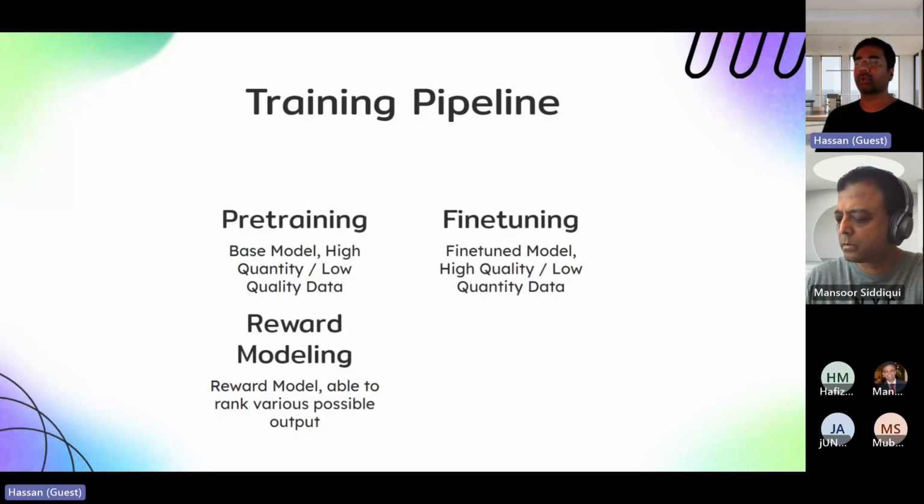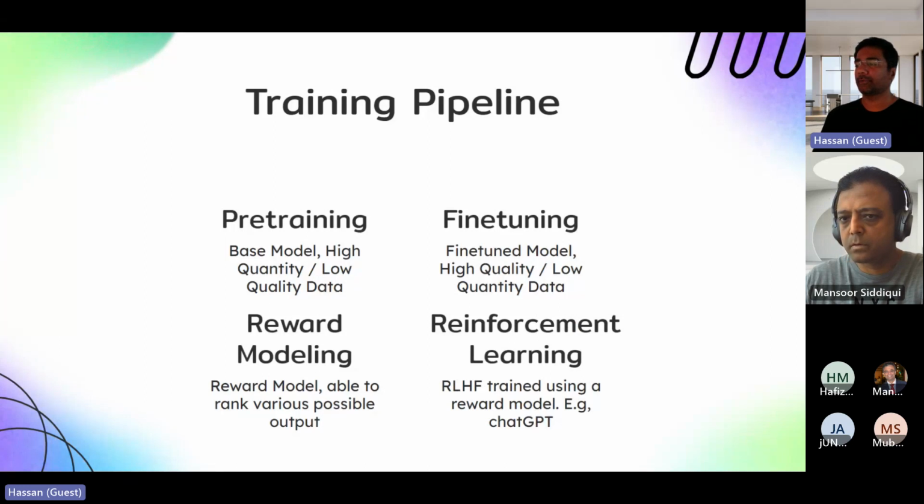So the reward model is not going to generate some text for you. It is going to just learn which response is good and which is not good. And then what we can use this reward model for is, you may have heard the acronym RLHF. This RLHF stands for reinforcement learning from human feedback.